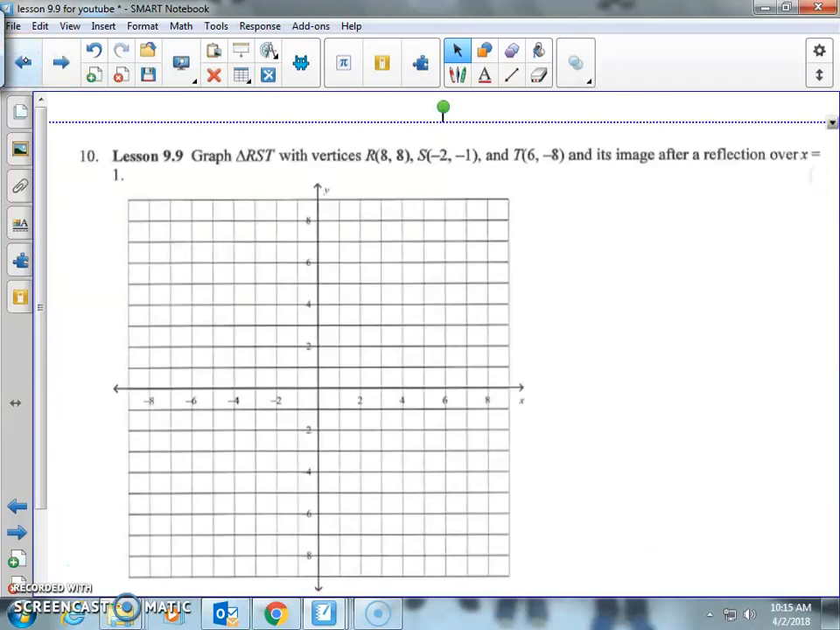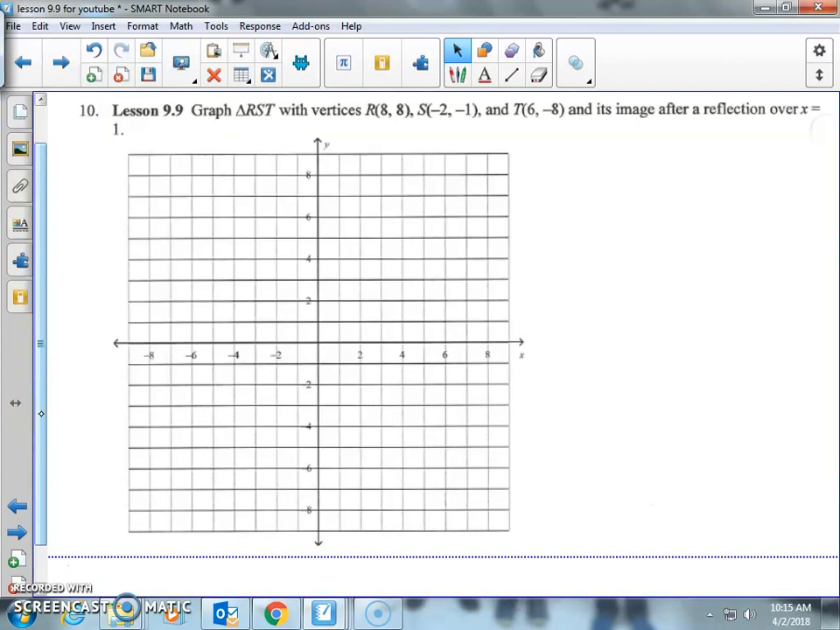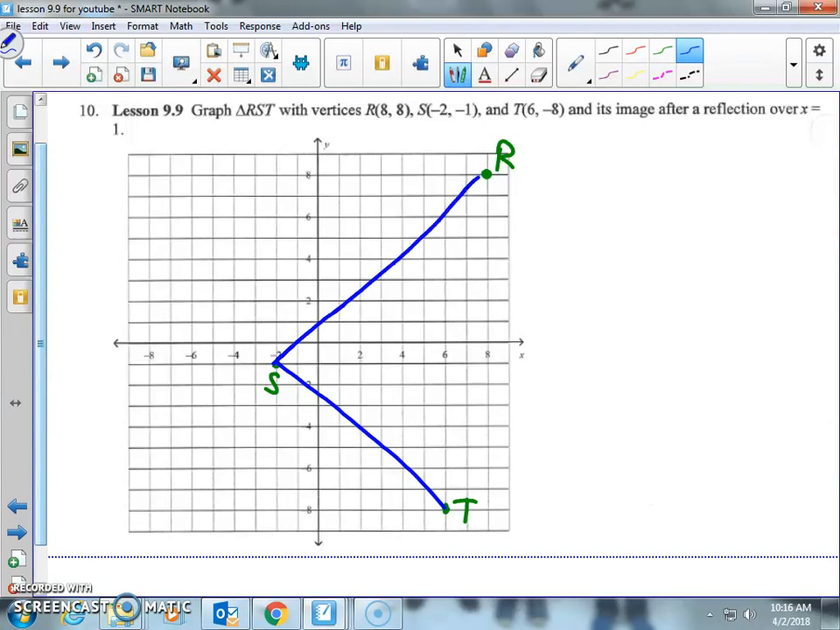Alright, last one. Same thing, they want us to draw the triangle and then reflect it over a line of reflection. So, point R is way out here at 8, 8. Point S is back here, -2, -1. Point T is at 6, -8, so way down here. Connect those dots. Got a very large triangle there.